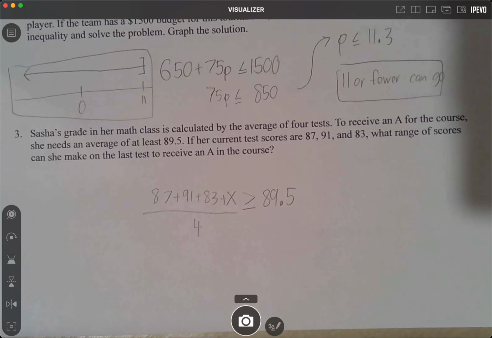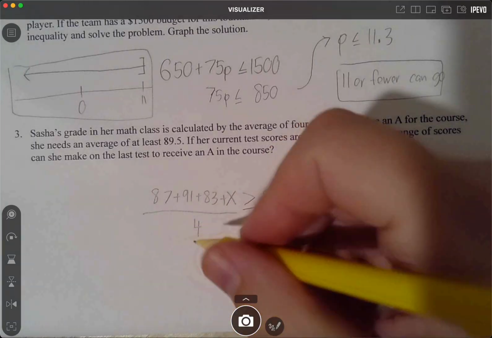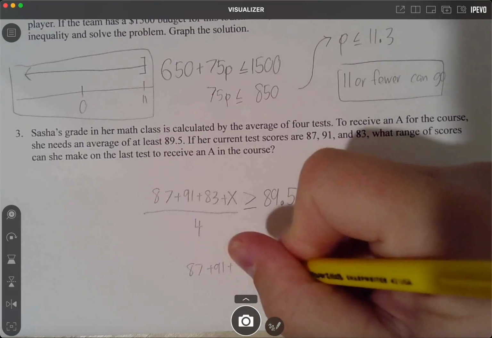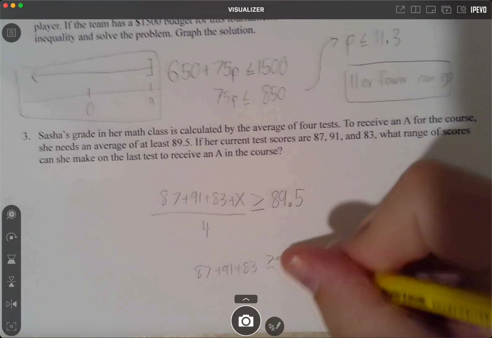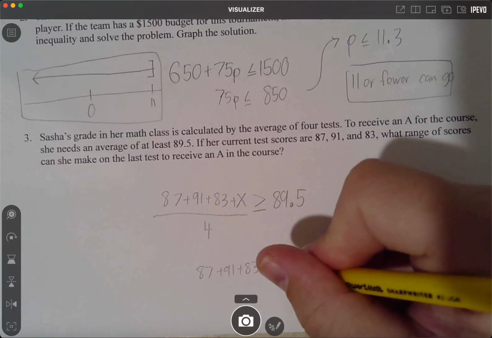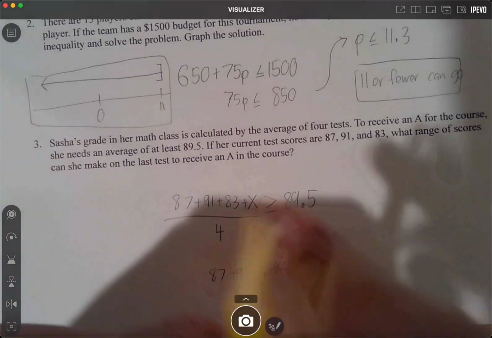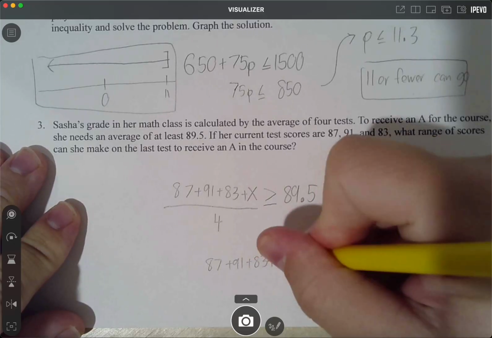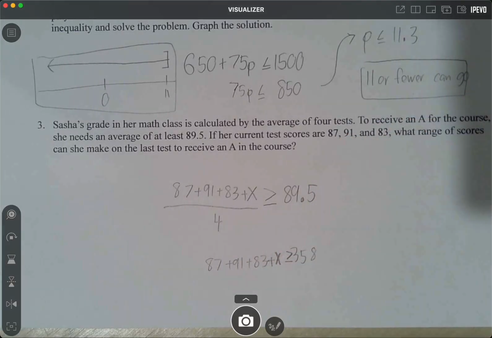Okay, that's the heavy lifting here. It's not too bad. We'll take 89.5, multiply it by 4, and that gives me 358. So I now have 87 plus 91 plus 83 plus x is greater than or equal to 358. Whoops, I forgot the plus x. There we go. At that point, I need to add those other 3 scores together because they won't combine with x, they're just next to it.